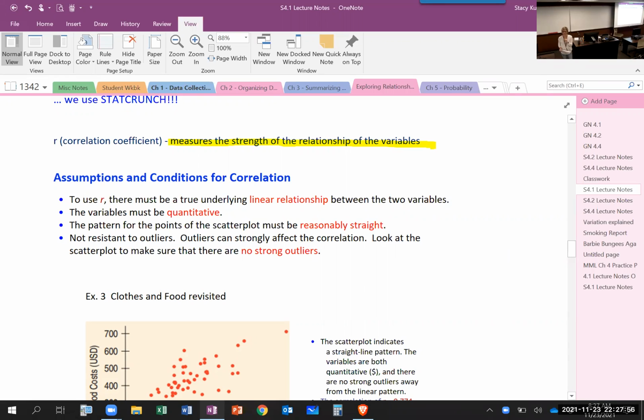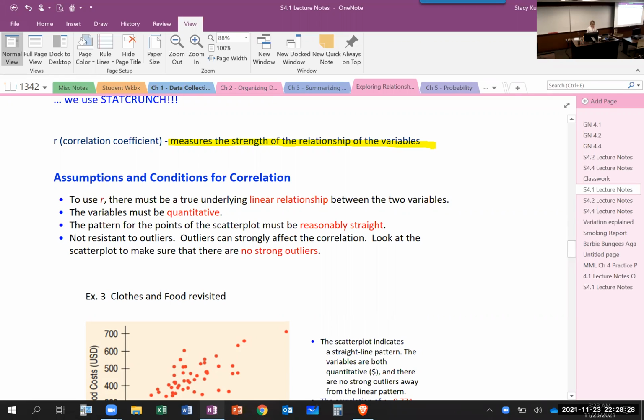So we would be graphing a correlation of two quantitative variables. We would also want to see that those points lie in some reasonably straight line, hence the reason we're talking about it being linear. And because our correlation coefficient is not resistant, you want to make sure that there aren't any strong outliers.